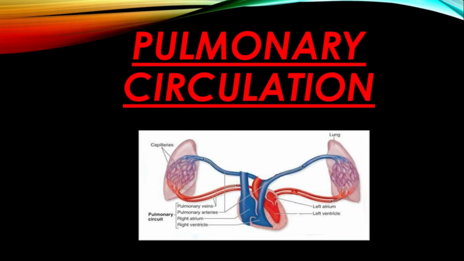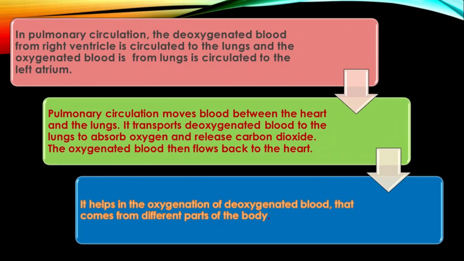Now let's learn about the pulmonary circulation. Pulmonary circulation is the circulation in which the deoxygenated blood from right ventricle is circulated to the lungs and the oxygenated blood from lungs is circulated to the left atrium. Pulmonary circulation moves the blood between the heart and the lungs. It transports deoxygenated blood to the lungs to absorb oxygen and release carbon dioxide. The oxygenated blood then flows back to the heart. It helps in the oxygenation of deoxygenated blood that comes from the different parts of the body.